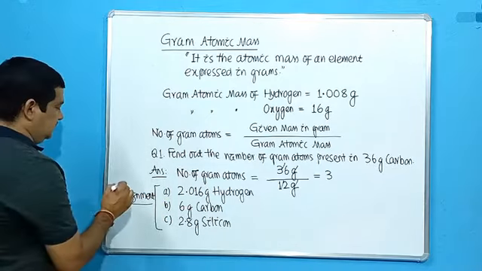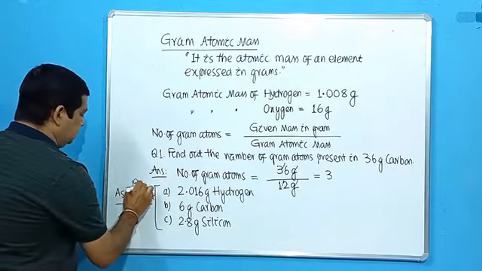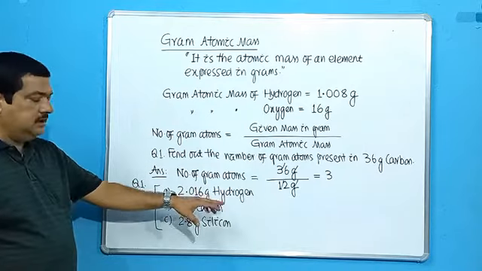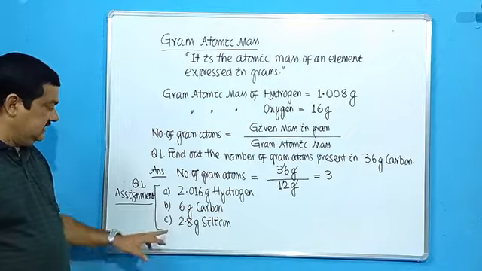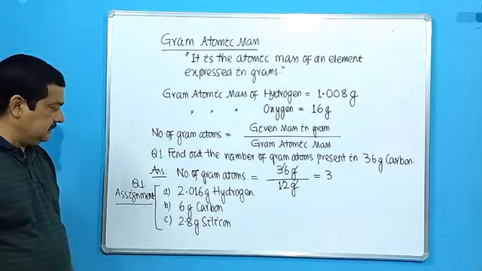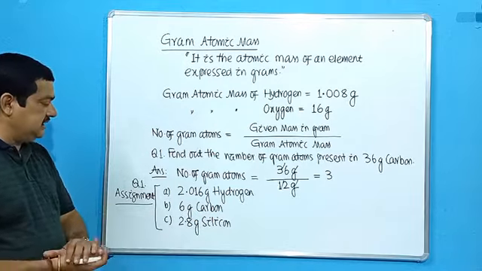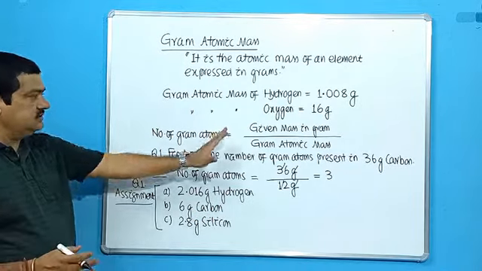You solve this one and send it to me. Question 1 A, B, C. How many gram atoms of these elements are present in A 2.016 gram hydrogen, B 6 gram carbon, C 2.8 gram silicon. So use this formula.